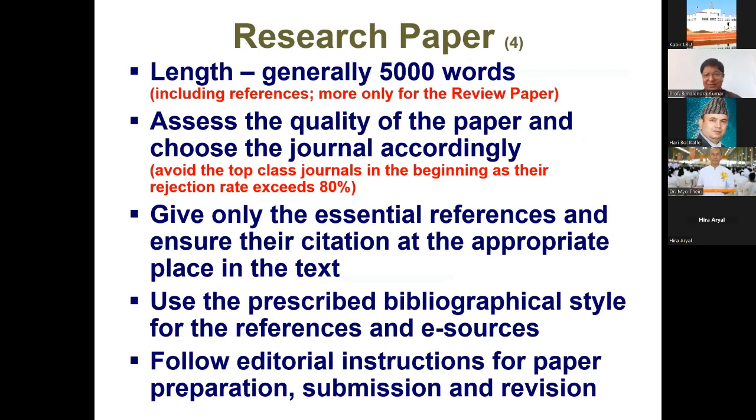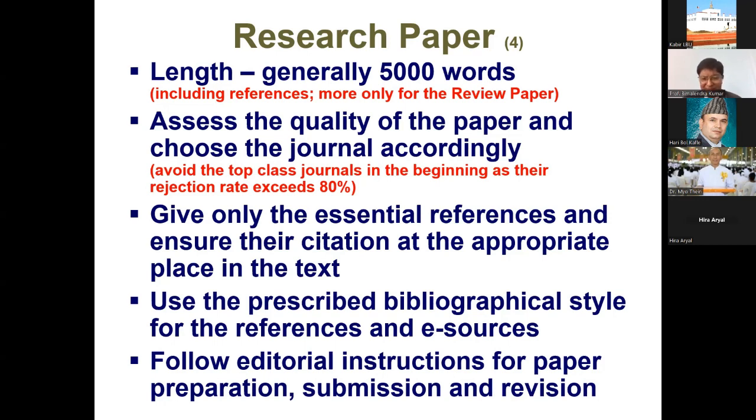What will be the length? Generally 5,000 words, including references, more only for the review paper. Assess the quality of the present paper and choose the journal accordingly. You have to select research journals which are directly related with your research topic, whether it is related with art or literature or philosophy. You have to select the research journals accordingly.